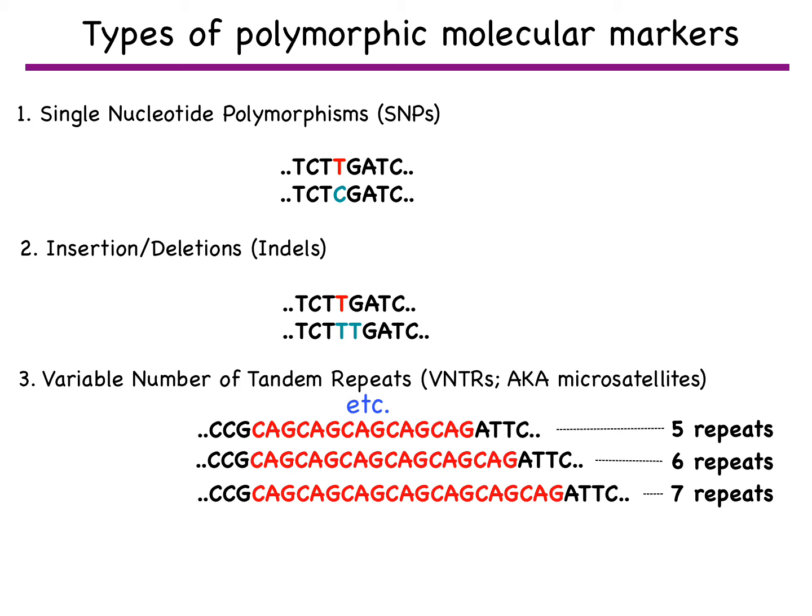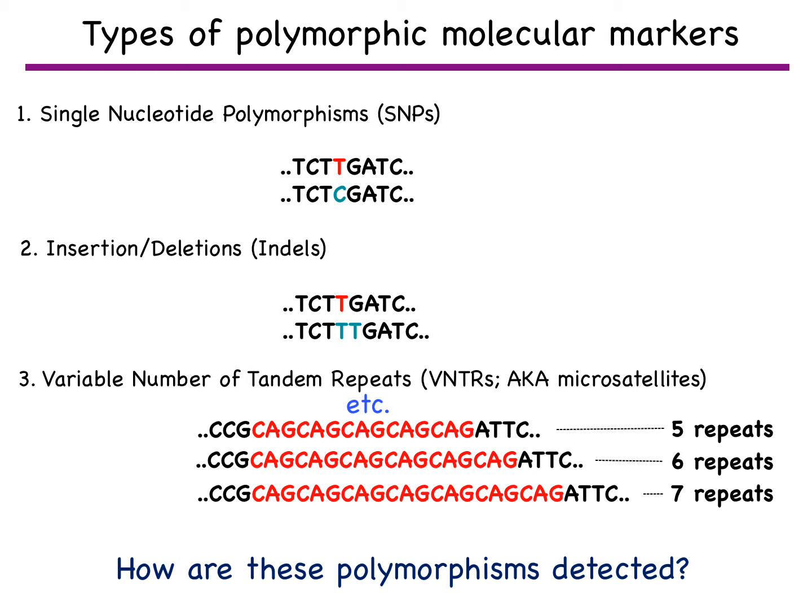It turns out there are many of these VNTRs in the human population, and they're highly polymorphic. They can differ greatly from one individual to the next in the number of repeats that are present. So these are the 3 main types of polymorphic molecular markers that are used in mapping genes. I'm going to spend most of the rest of the lecture talking about the methods that are used to detect these polymorphic markers. So how are they detected?